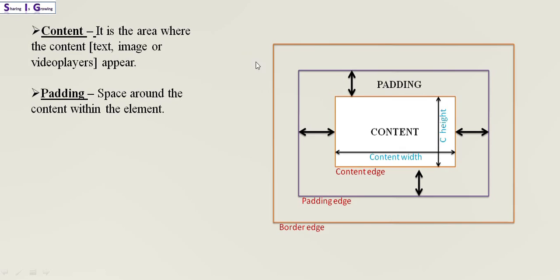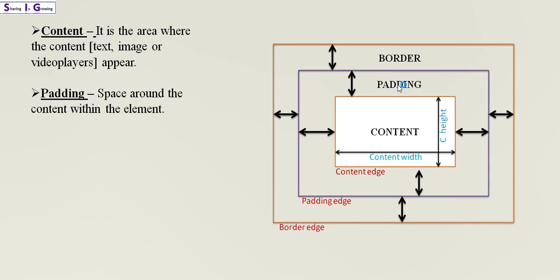A border edge is nothing but a border that goes around the content and the padding. The space over the padding, which includes both the padding and the content, is nothing but the border. It is also represented within a single element.